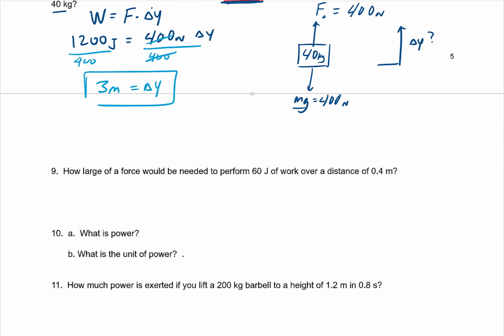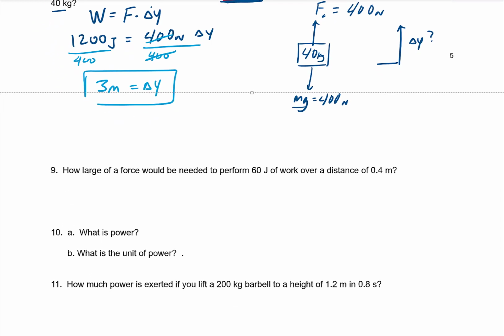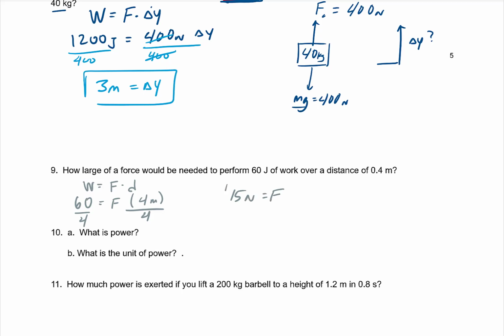Next one, how large of a force would be needed to perform 60 joules of work over a distance of 0.4 meters? All right, with this, again, we're just doing work is equal to force times distance. So we have 60 joules of work is equal to a force we don't know times a distance of 4 meters. Divide both sides by 4, and 15 newtons comes out to be our force.